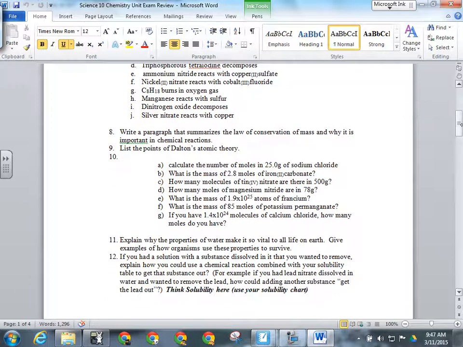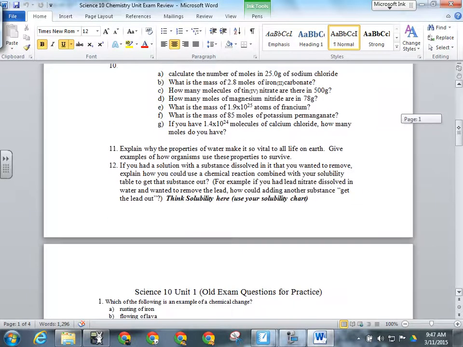Write a paragraph that summarizes the law of conservation of mass, so why we balance chemical equations. List the points of Dalton's atomic theory in your own words. Some mole equation practice there. And then explain why the properties of water make it vital to all life on Earth. Make sure you look at lesson 8 about the properties of water and solubility. There are several higher level thinking questions on your unit exam involving the polar nature of water. Things like that, so make sure you go over that.